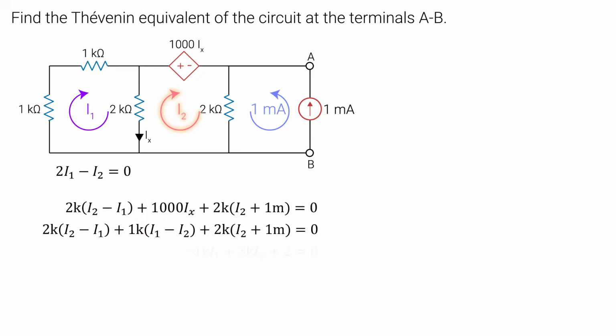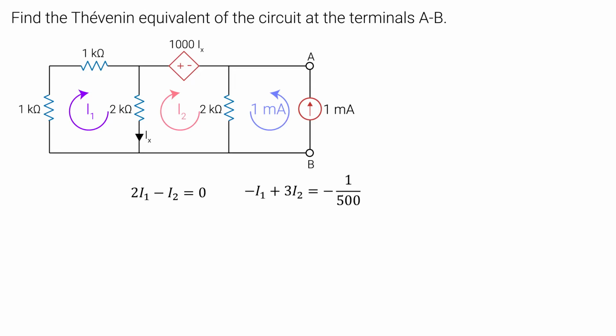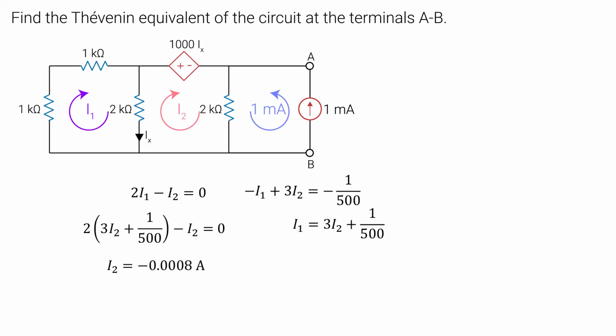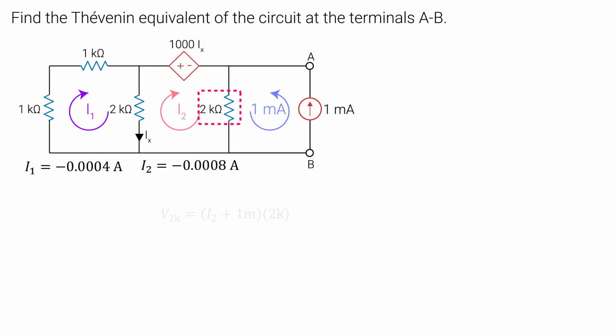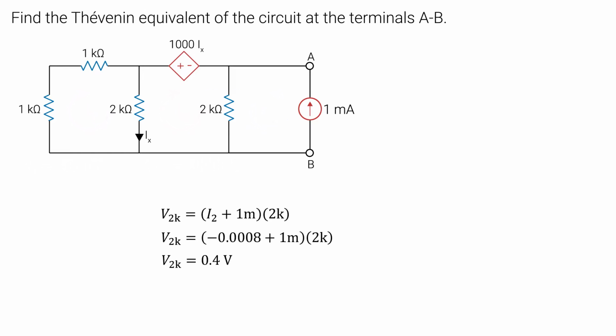Let's simplify. Let's divide all the terms by 1K. Now we have two equations with two unknowns, and we can easily solve it by isolating for I1 in the second equation and plugging that into the first equation. Now that we have I2, we can use that to figure out the voltage in the 2K ohm resistor. Remember that we assumed both currents to flow down, so they will get added together. That gives us 0.4 volts, which is the voltage between terminals A and B.